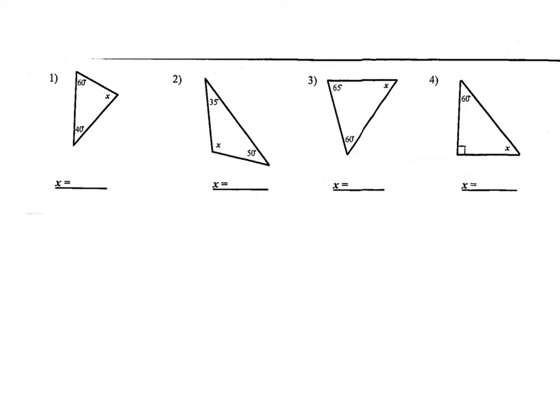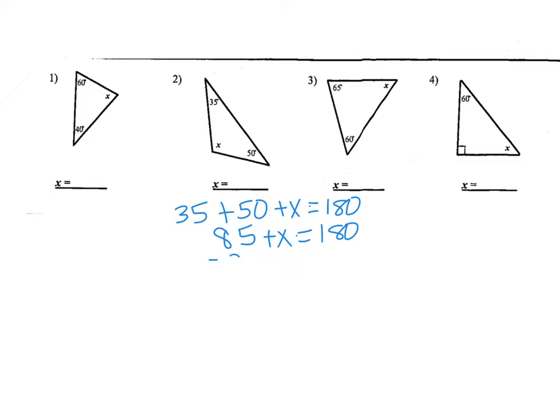All right, so number 2 says that we have angle measurements of 35, 50, and we are solving for x. So I'm going to say 35 plus 50 plus x equals 180. All right, so 35 plus 50 is going to give me 85 plus x equals 180. And I'm going to subtract 85 from both sides. And 180 minus 85 is going to give me 95. So x is going to be 95 degrees.